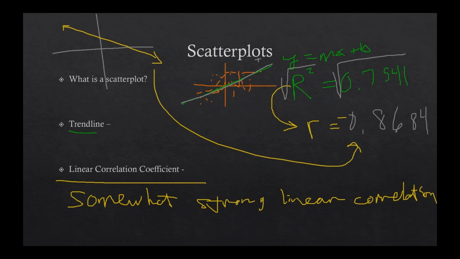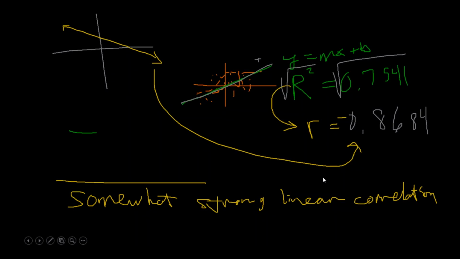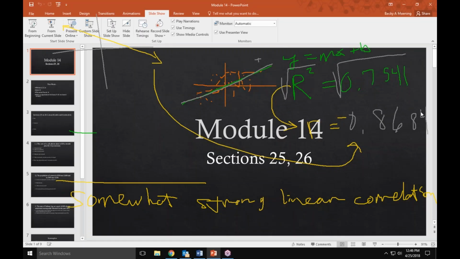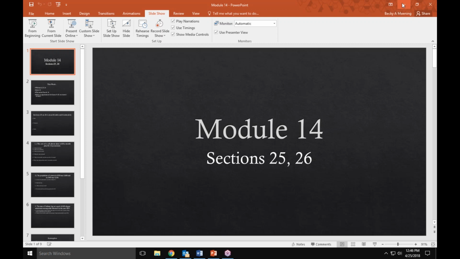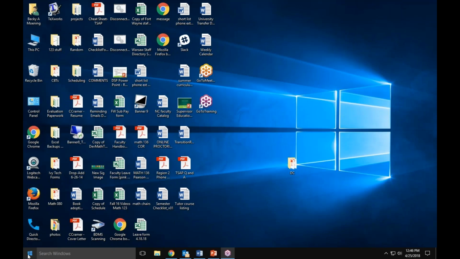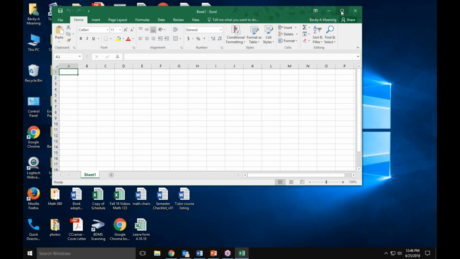Okay, this is all that there is in section 26. It's more slope, it's more using equations to predict, but this is the only new stuff that we have. Okay, so what I'm going to do now, I need to erase all of that. I want to bring up Excel. And we're just going to do a real quick business here.